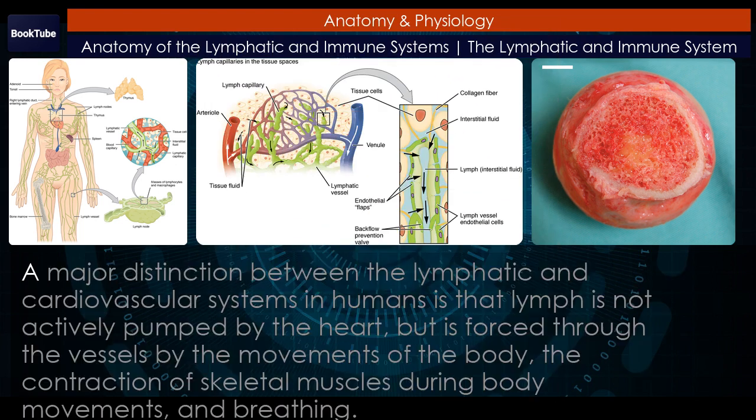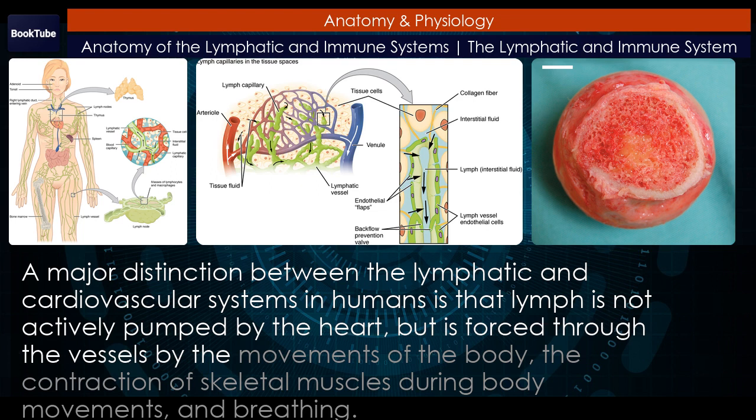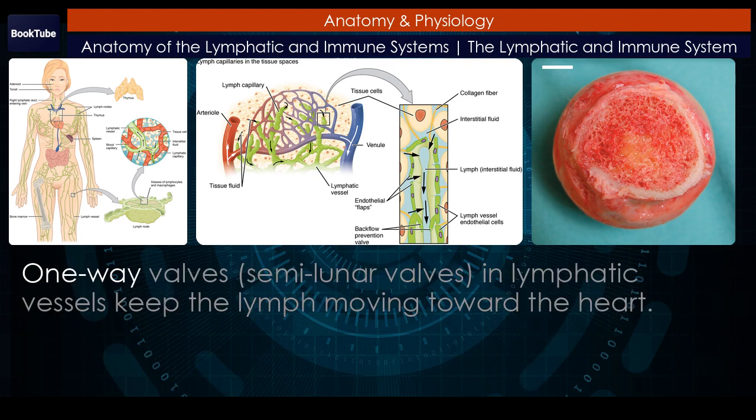Figure 1. A major distinction between the lymphatic and cardiovascular systems in humans is that lymph is not actively pumped by the heart, but is forced through the vessels by the movements of the body: the contraction of skeletal muscles during body movements and breathing. One-way valves, semilunar valves, in lymphatic vessels keep the lymph moving toward the heart.